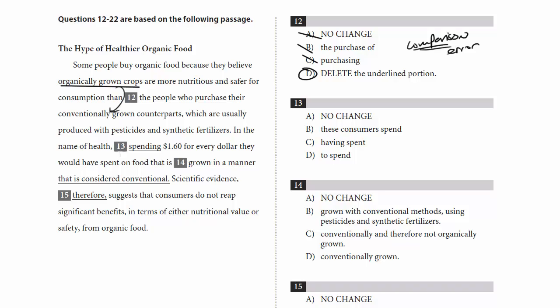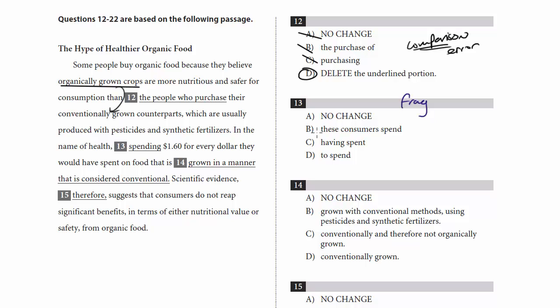13. In the name of health, spending $1.60 for every dollar they would have spent on food that is grown in a manner that is considered conventional. So notice here, we actually have no subject in the sentence. This is why this is a fragment. We have no subject at the start of the sentence, so we would want to know who is doing this spending, right? Probably the people buying this food.